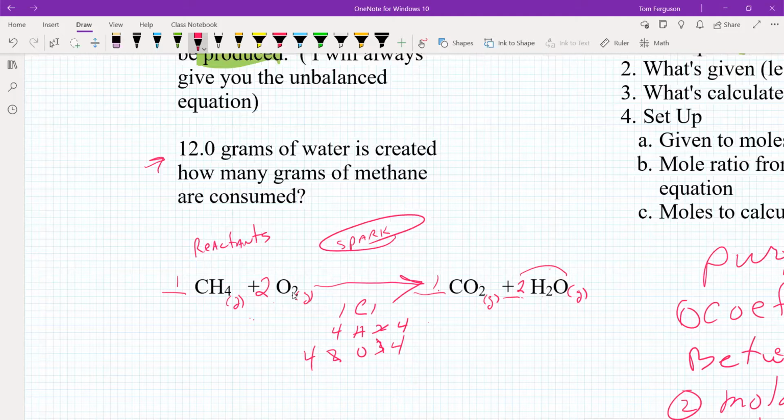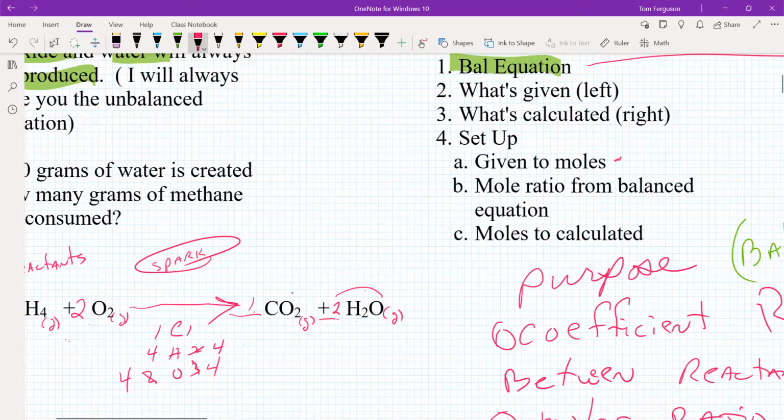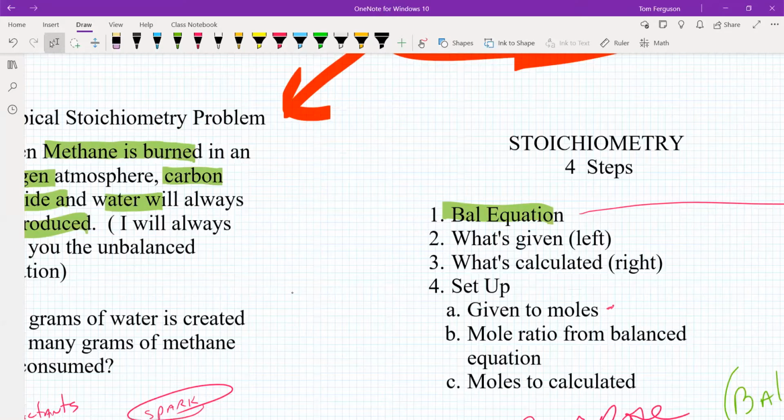Okay, so bottom line is: balance the equation. If you don't balance the equation correctly, guess what? The whole problem is messed up. So it's important to balance the equation first. Step number 1. Step number 2 is, gee, this is like old world here.